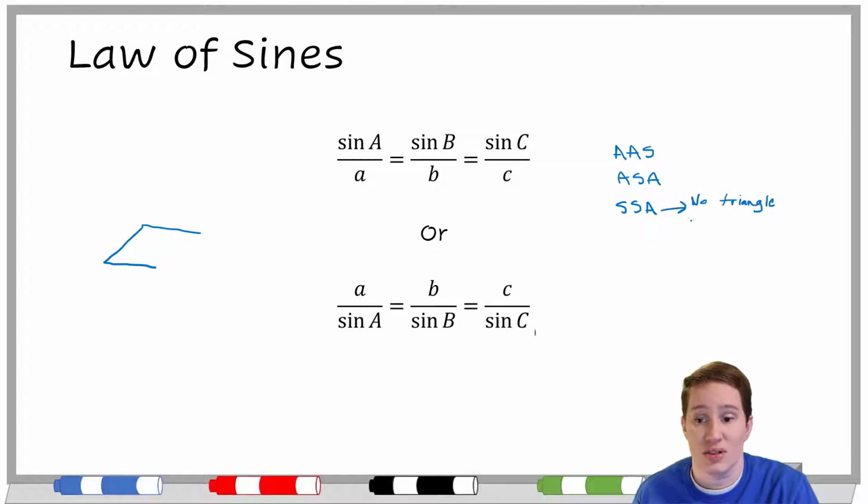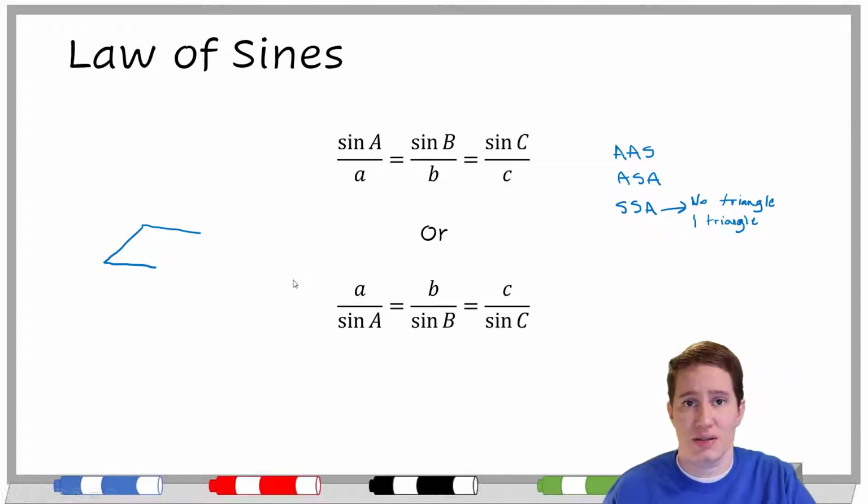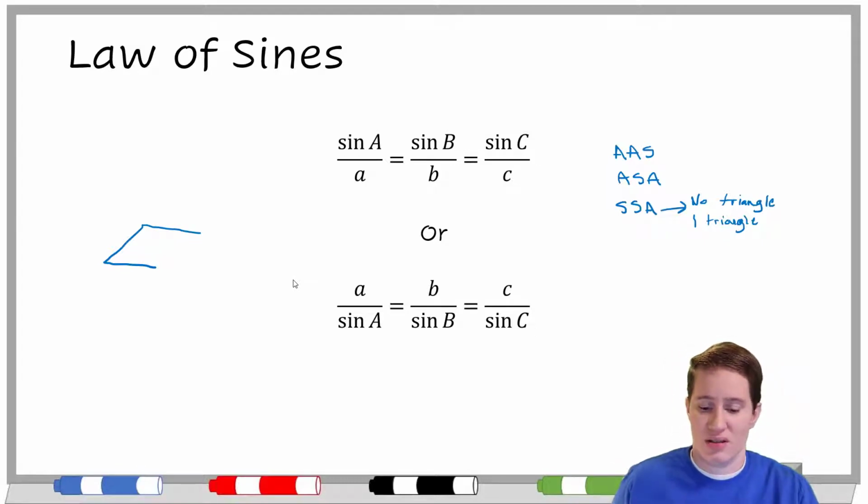It can give us a situation where we have one triangle, which would be really similar to what happens whenever we're doing angle, angle, side, or angle, side, angle. So the third situation we can actually have with side, side, angle is we actually have two triangles. And I'm going to show you a picture using Desmos of what situation can make that happen.